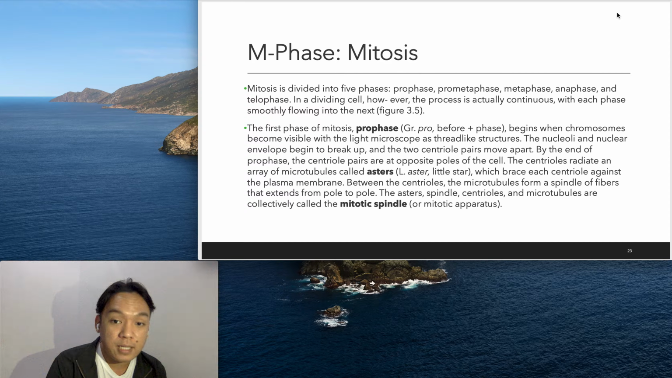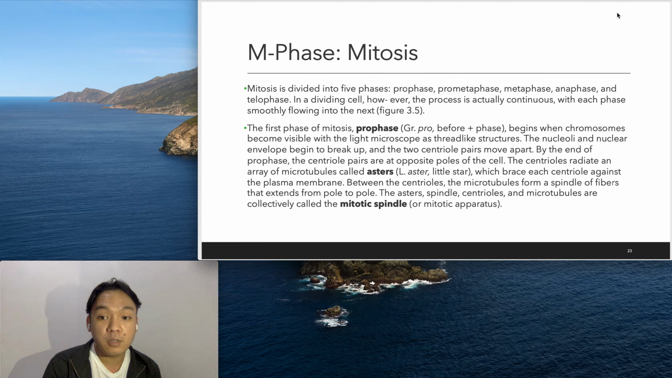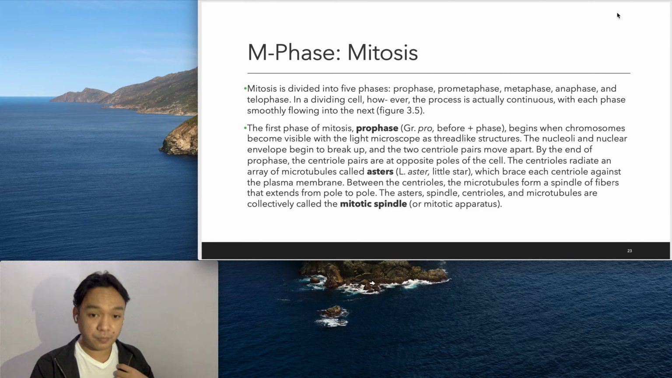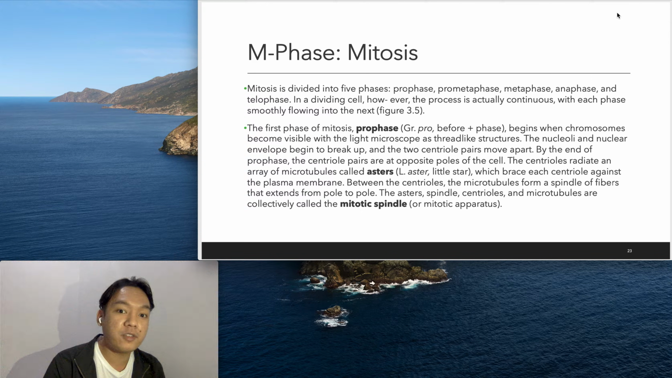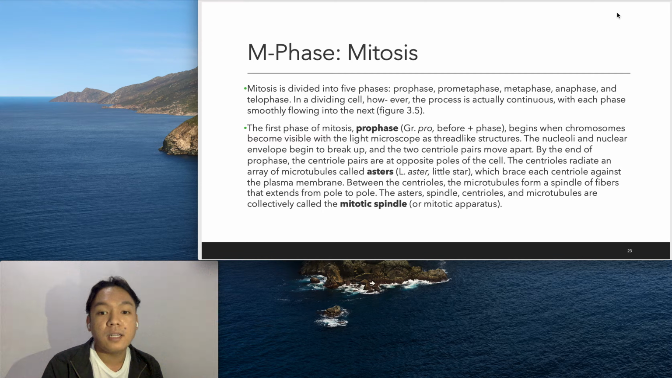In the M phase, or mitosis, we have five different phases: the prophase, prometaphase, metaphase, anaphase, and telophase. In a dividing cell, however, the process is actually continuous, with each phase smoothly flowing to the next. The first phase of your mitosis is called the prophase. Your chromosomes will begin to be visible when you subject them to the light microscope. They are thread-like structures.